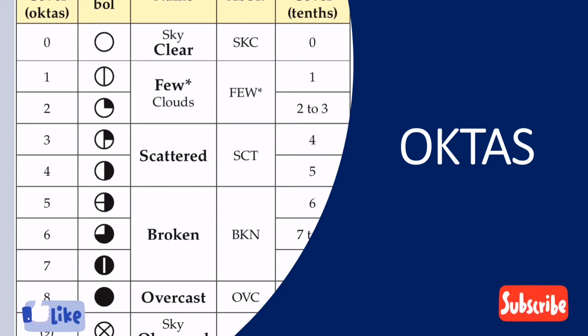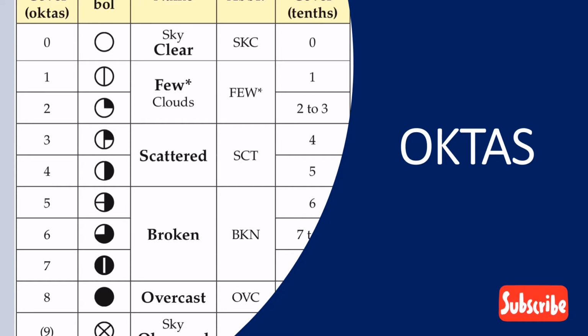You give the amount of coverage, and then you give the height of those clouds. So it's broken clouds at 3,000 feet, broken scattered clouds at 3,500 feet, whatever is prevailing on that particular day. If the sky is totally covered, we call it overcast.